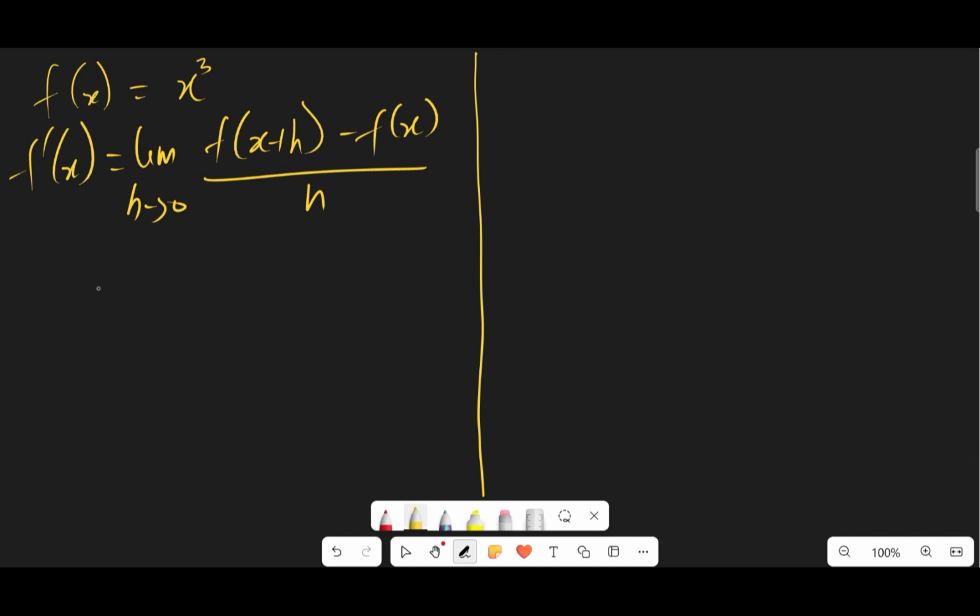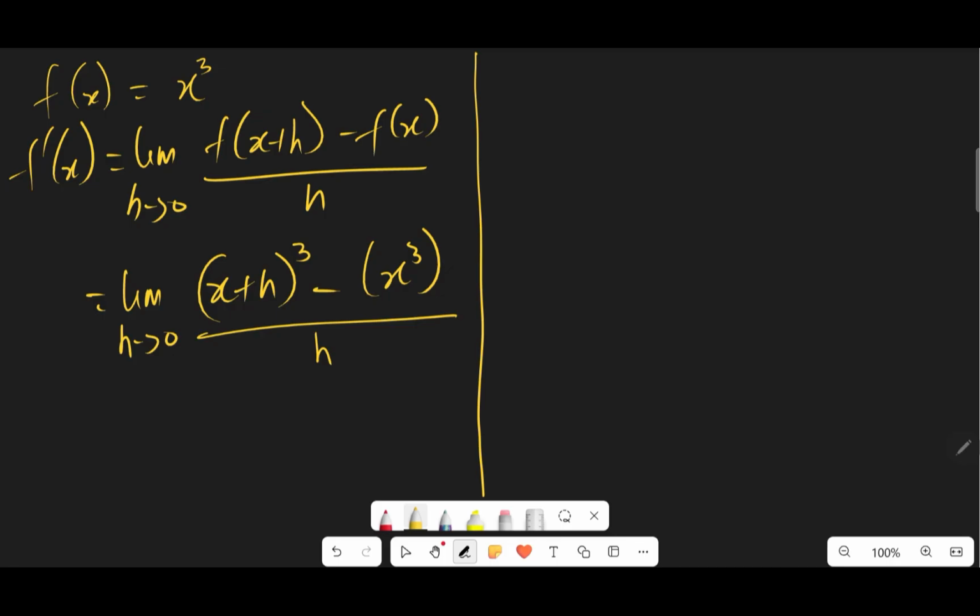So now let's see. We are going to get the limit as h approaches 0. Now x is x plus h, so I'm going to get x plus h cubed minus x cubed, because the f of x is x cubed, then all over h. Now from here we are going to pick only the x plus h cubed and expand it, and then bring it back. So let's pick our x plus h cubed, then expand.